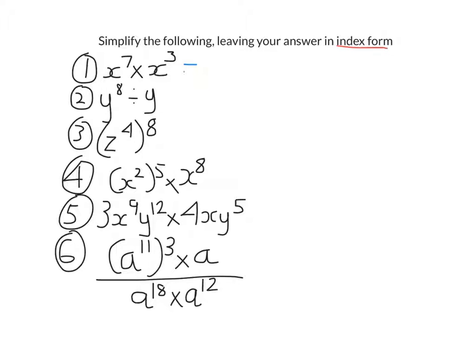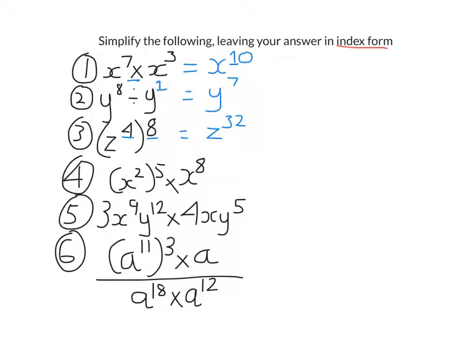So that's the first index law. We're multiplying bases, keep the same base, and add the powers. 7 plus 3 is 10. Let's look at the second one. So that rule is we keep the same base and subtract the powers. So if no power is written, it's 1. Y and y to the power of 1 are the same thing. So 8 minus 1 is 7, and we're done. Let's look at the third one. That's the third index law. So we're raising a power to another power. You keep the same base, and you multiply the 2 powers together.